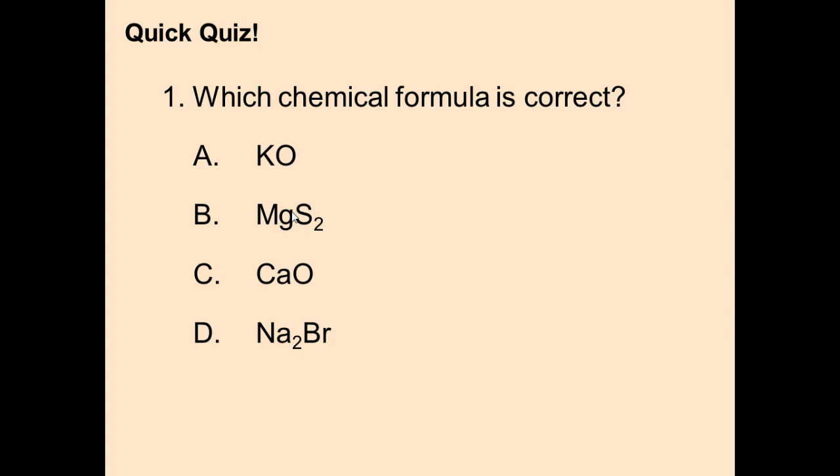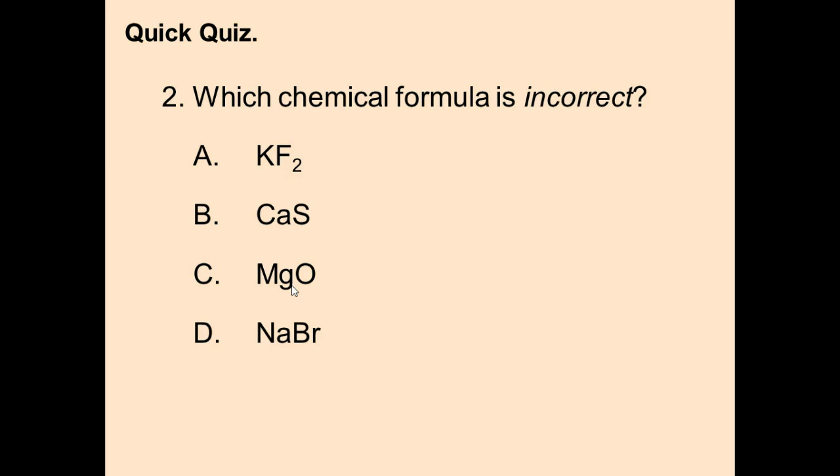And then C, Ca and O. Ca has a charge of 2 plus and O has a charge of 2 minus. So ding ding ding, we have a correct answer because the charges equal each other. As soon as the charges are equal, so if we happen to have 2 plus, 2 minus, 1 plus, 1 minus, 3 plus, 3 minus, and the charges are just equal, we have a correct answer. So the correct answer is C.